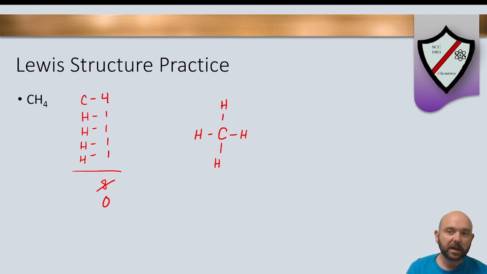We do go back and check and make sure everybody has satisfied the octet rule. Each hydrogen has a bond. Hydrogen satisfies the octet rule with just 2 electrons, so the hydrogens are great. The carbon has 4 bonds. Each bond represents 2 electrons. That is 8 total. That is what satisfies the octet rule. So we feel pretty confident in saying that this is the correct Lewis structure for CH4, carbon tetrahydride, or rather the methane molecule.